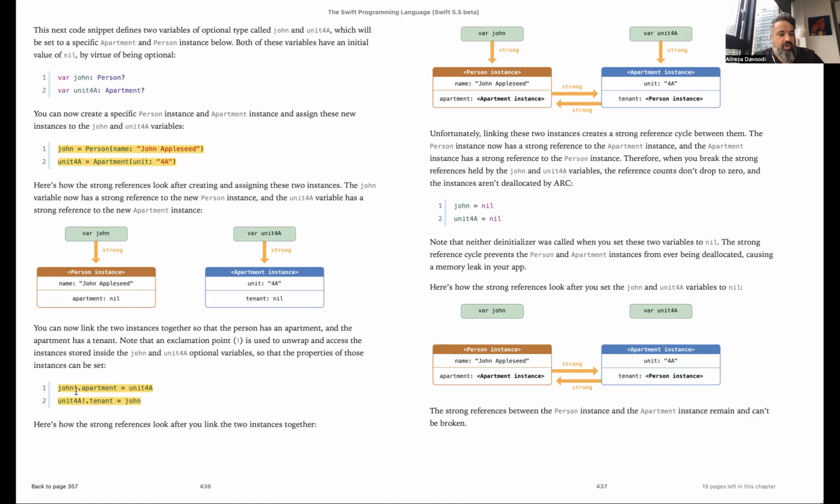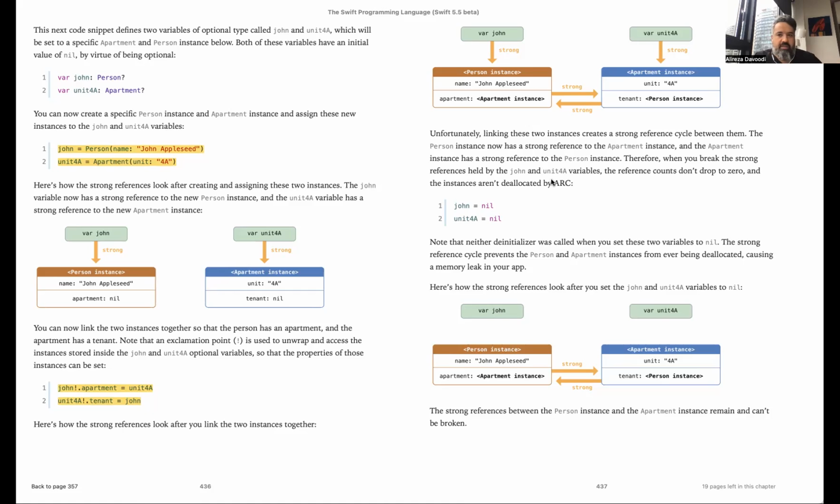Then at some point we write john, we unwrap it, dot apartment equal to unit4A. So we create another strong reference to unit4A. And then in unit4A, we also set the tenant to be equal to john. So this tenant creates another strong reference to this Person instance. This is what happened. Right now, the reference count for the Person instance is 2, and the reference count for the Apartment instance is also 2, because there are 2 strong references to each of these. Okay, everything seems good so far, right?